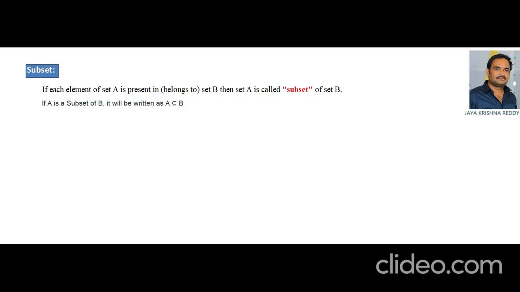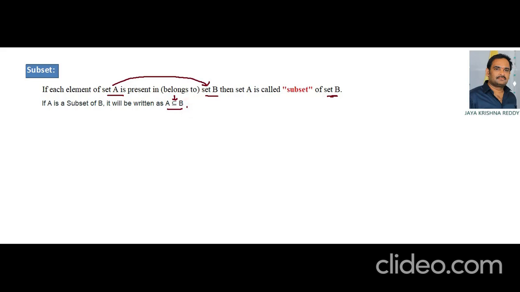Subset: if each element of set A belongs to set B, then set A is called a subset of set B. If A is a subset of B, it will be written as A ⊆ B. We have to use this symbol to represent the subset, means A subset of B.